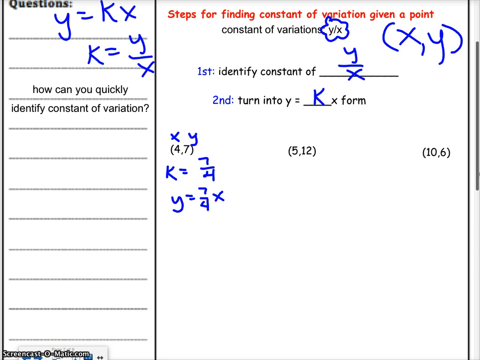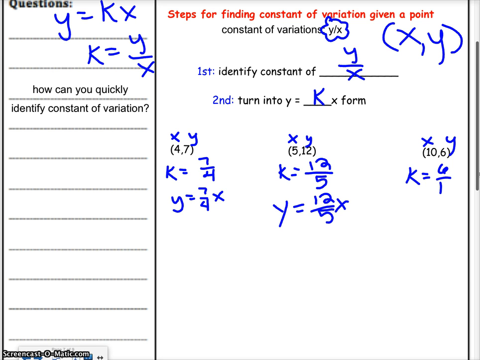And that's it. I mean, it's not too bad, the process. It's just remembering that k is a ratio of y over x. So k is y over x, so 12 over 5. It would be y is equal to 12 over 5x. K is y over x, 6 over 10, which is what, 3 over 5? Y equals 3 over 5x.